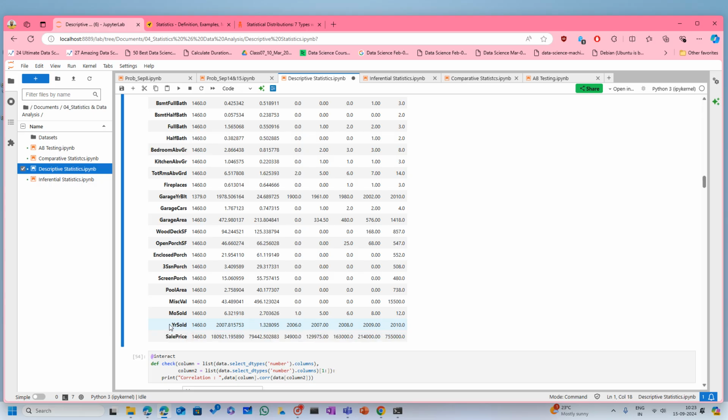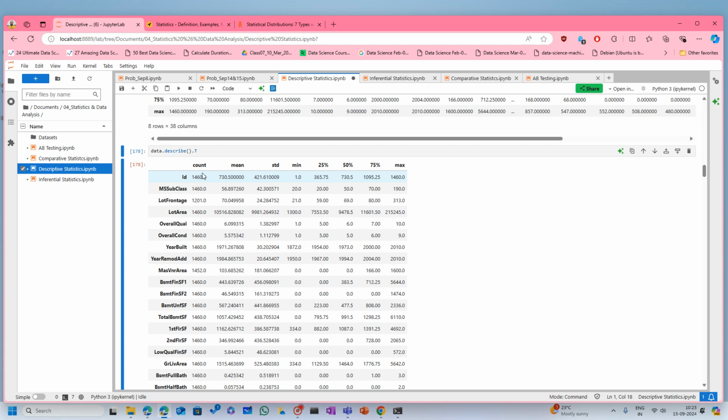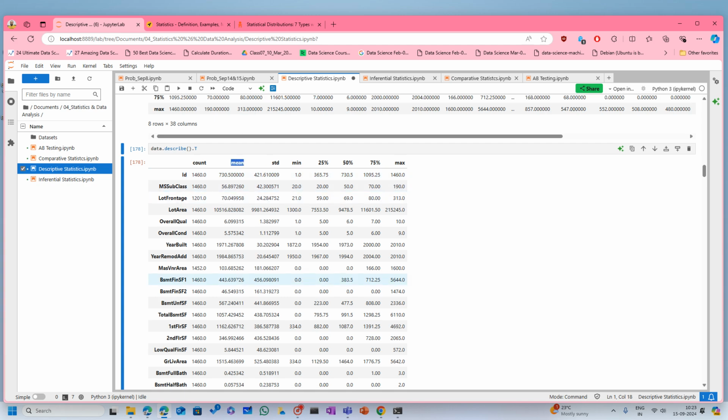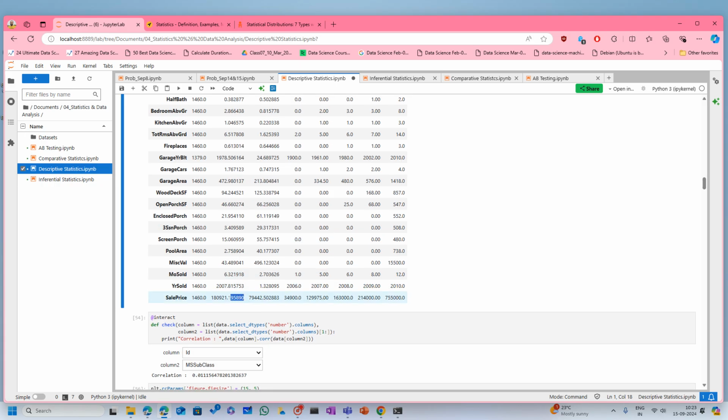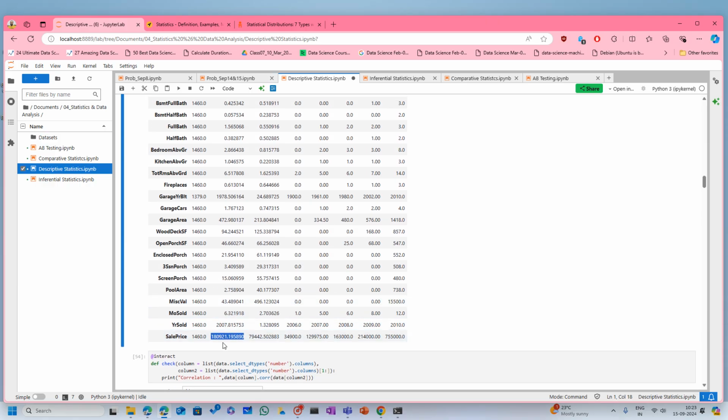For example, if you want to consider year sold, or sale price, there are 1460 count, which means so many values are present. Mean is on average each product was sold for 1,80,000. And which year did they sell? On average, most of the products got sold in 2007. Okay, and likewise, what is the pool area for which they got sold? 2.75 square feet, something like that on average. Okay, this is how you read the averages.